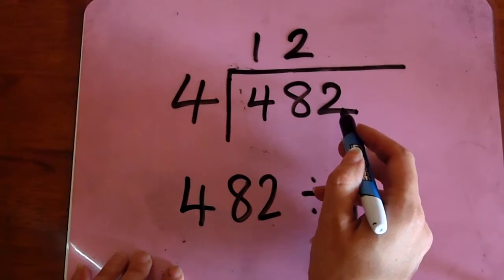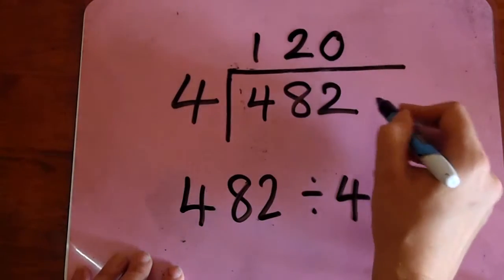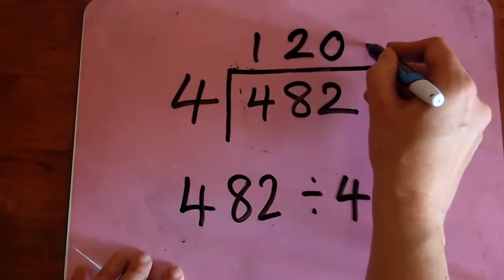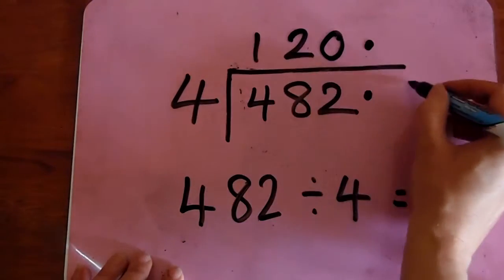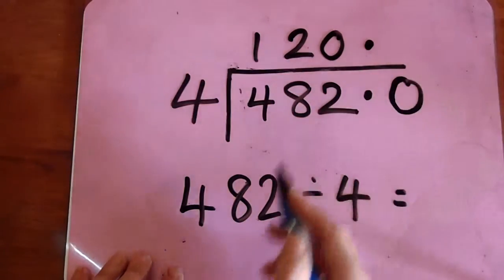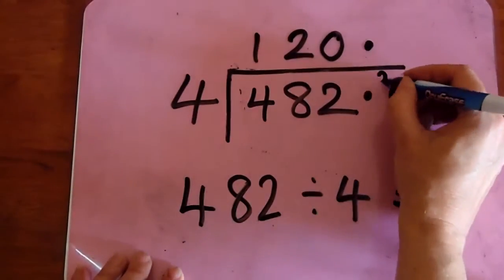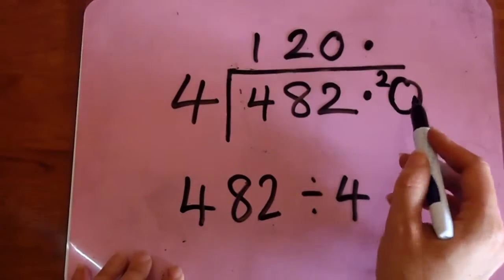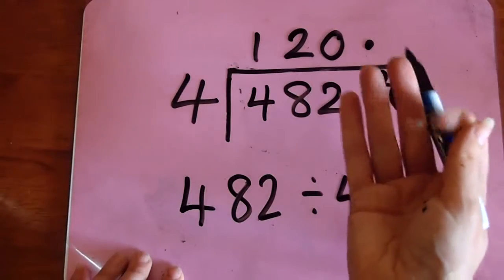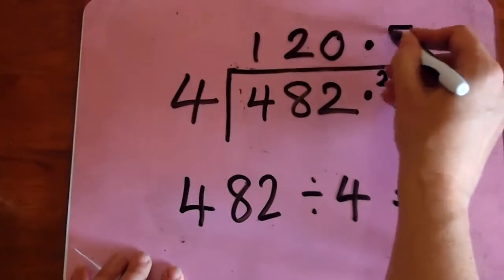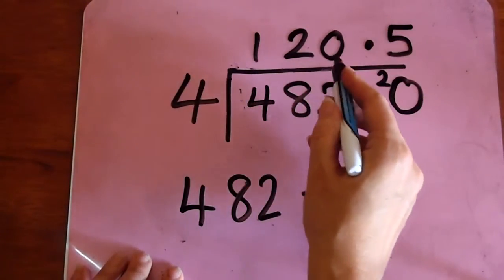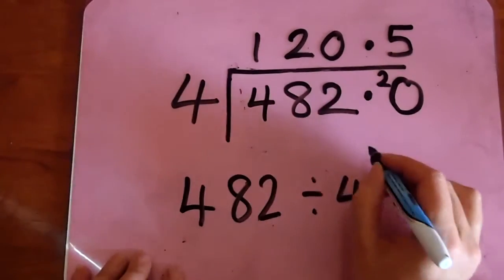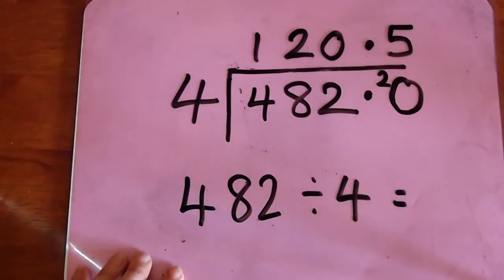There aren't any. So it's 0, and we put a decimal point there, and we put another 0. And that 2, we carry it to there, and it becomes 20. So how many 4s in 20? Well, that's 4, 8, 12, 16, 20, so that's 5. So the answer is 120.5, or 120 and a half.